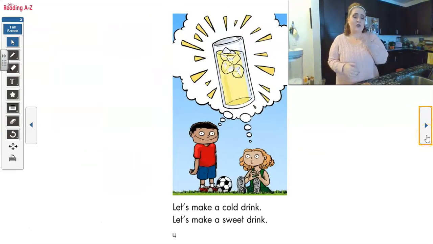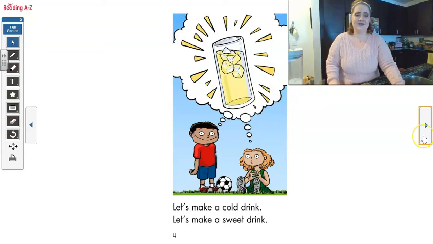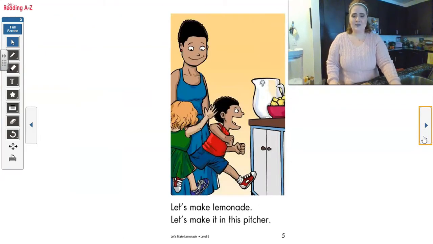Let's make a cold drink. Let's make a sweet drink. Oh, and she's imagining and he's imagining. They're thinking of a glass of cold lemonade. Let's turn the page. Let's make lemonade.